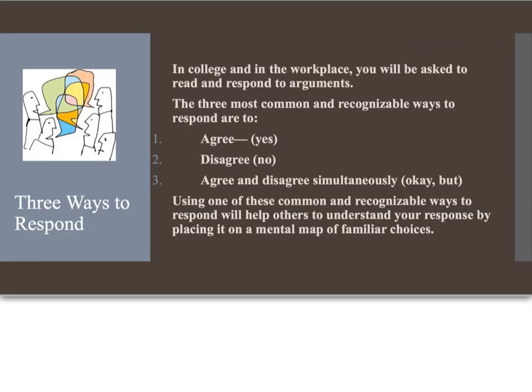So first, we're going to discuss 3 ways to respond. It's not that these are the only 3 ways, but these are the 3 most common and recognizable ways to respond if you're asked to read and respond to an argument, or perhaps to listen and respond to an argument. One thing that you can do is to agree or to say yes. A second thing you can do is to disagree or to say no. You can also agree and disagree simultaneously. So saying something like, okay, I see your point, but, or, okay, I disagree with that point, but I agree with another. So we're going to talk about those 3 different ways in this chapter and in class.